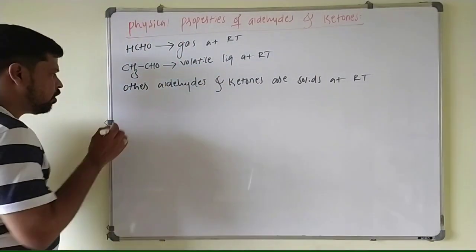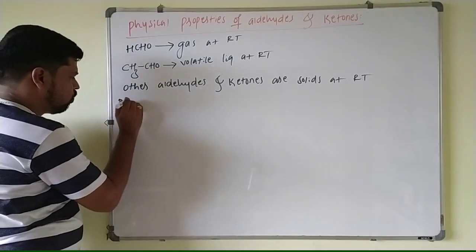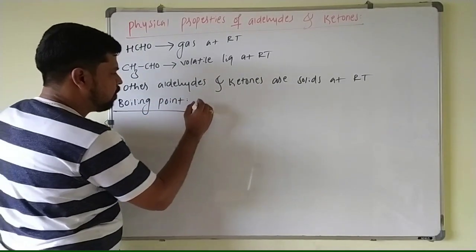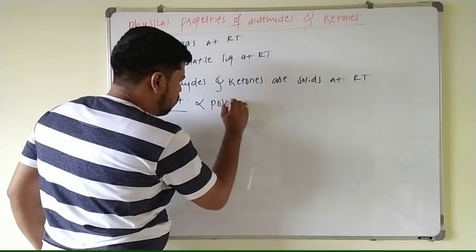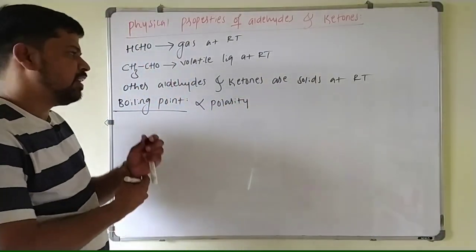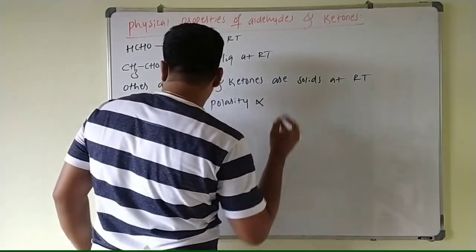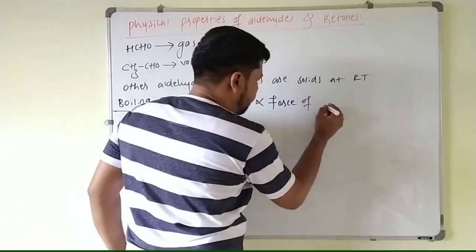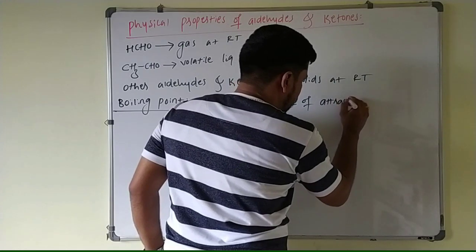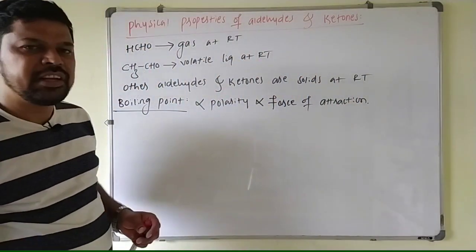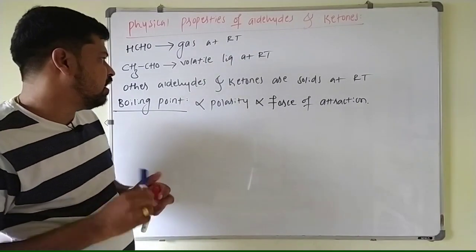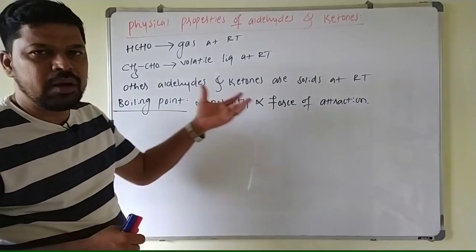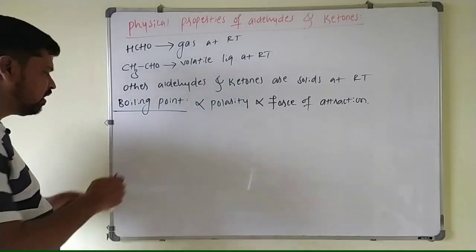Next point is boiling point of these aldehydes and ketones. Boiling point of these aldehydes and ketones is directly proportional to the polarity of the molecule. If the molecule is more polar, it is having more force of attraction, and hence its boiling point will be very high. Polarity is directly proportional to the force of attraction between the molecules. And here these aldehydes and ketones have a higher boiling point than the corresponding hydrocarbons, and they have a lower boiling point than the alcohols of comparable molar mass here. You will see the reason for that one.